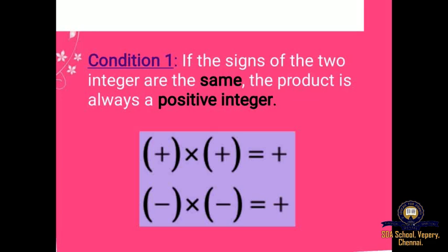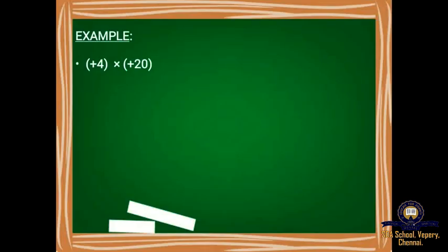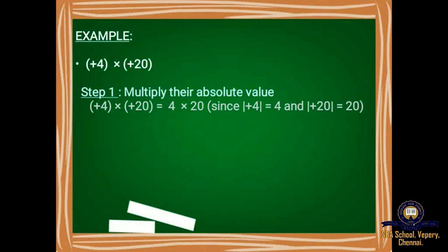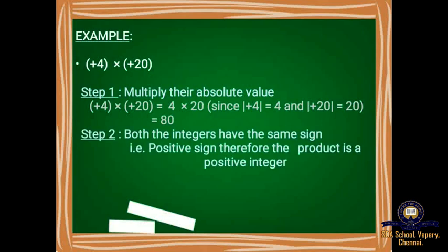This is condition 1. We will see an example. Plus 4 into plus 20. First we have to multiply their absolute values. So plus 4 into plus 20 is equal to 4 into 20, since the absolute value of plus 4 is 4 and the absolute value of plus 20 is 20. 4 into 20 is equal to 80. Next we have to give the sign. Both the integers have the same sign, that is positive. Therefore, the product is a positive integer. Therefore, plus 4 into plus 20 is equal to plus 80.